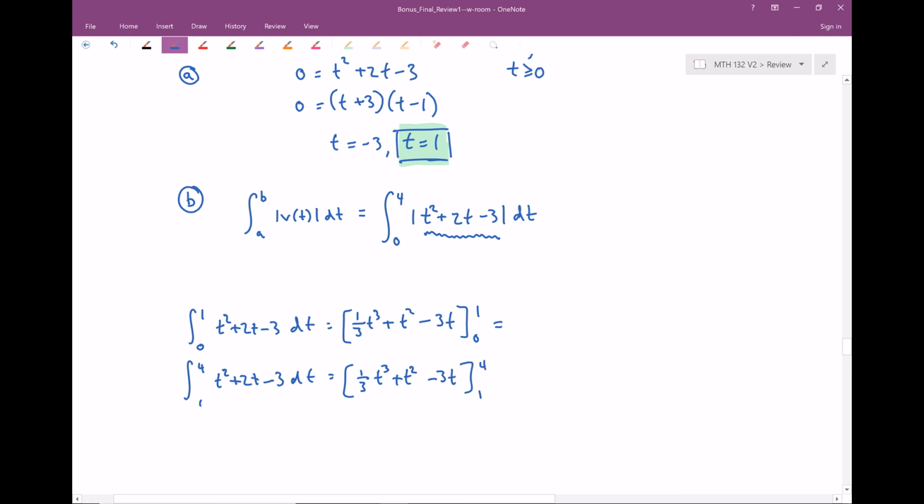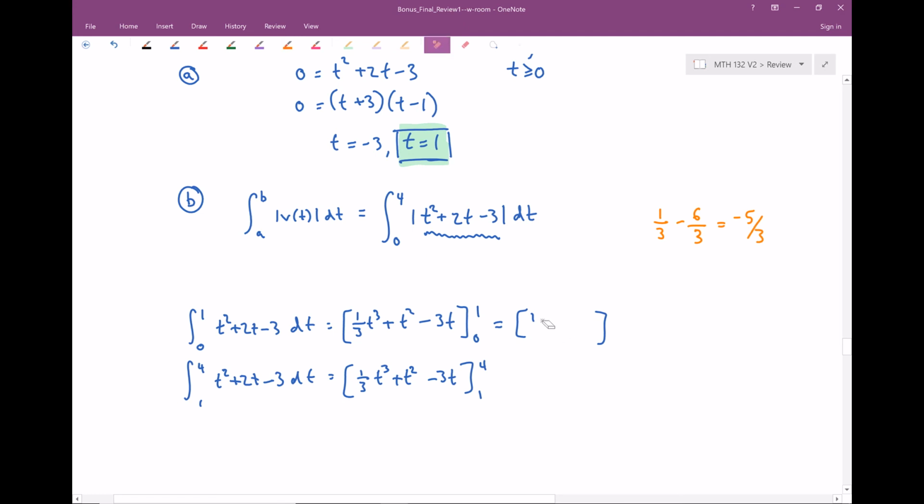When I plug in 1, I'm going to have 1/3 plus 1 minus 3. Let's pull off to the side really quick and simplify this down a little bit. So 1/3 minus 2. Minus 2 is the same thing as minus 6/3. So I'm going to have negative 5/3. So when I plug in 1, I get negative 5/3.